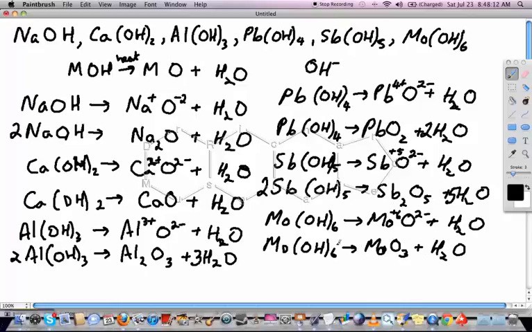And looking at the balancing here, we've got 6 hydrogens, and over here we've got 2, so I'll put a 3 in front of here. And now we've got 3 oxygens plus 3 oxygens, that's 6, so that balances out. Mo is 1, and that balances out as well.